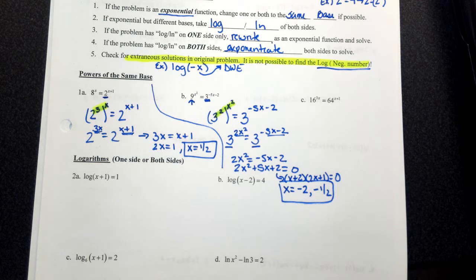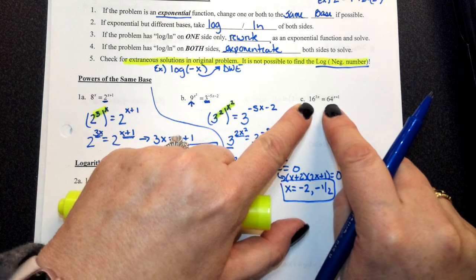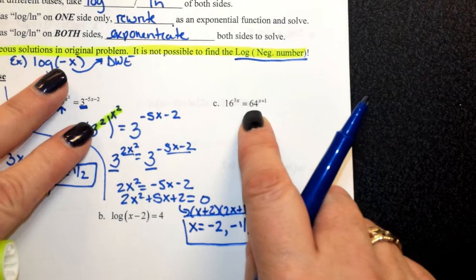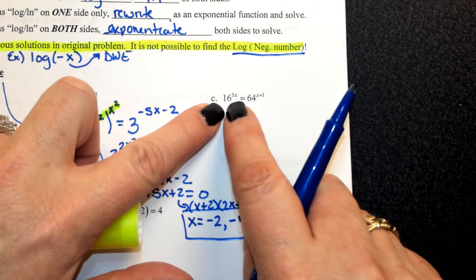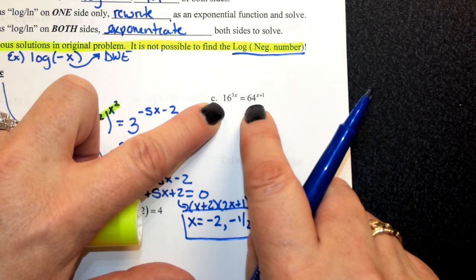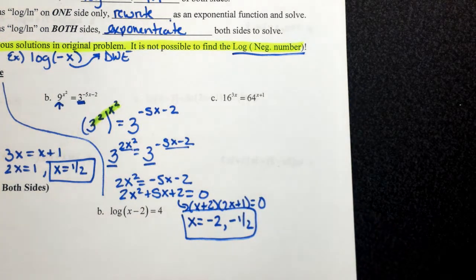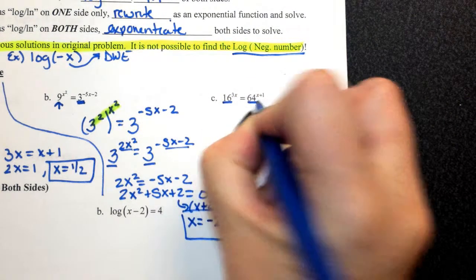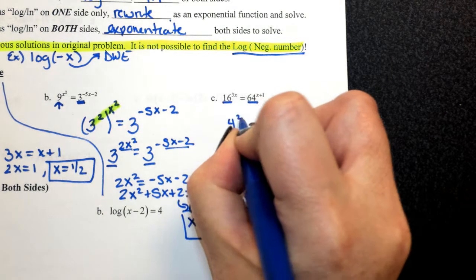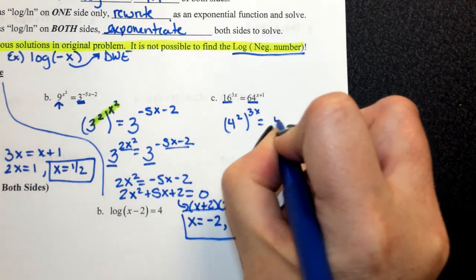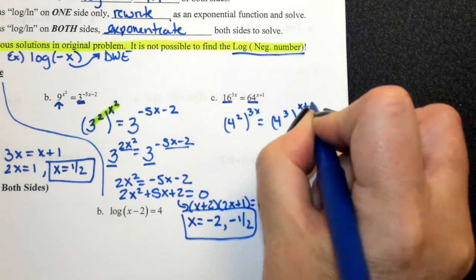Sometimes you may have to take an equation and rewrite both sides to the same base. So, for example, I have 16 to the 3x is equal to 64 to the x plus 1. Again, I know 16 squared is not going to be equal to 64. It's going to be much, much larger. But what common base do 16 and 64 share? Well, what's 4 squared? 4 squared is 16, and what's 4 to the third? 64. So in this case I'm going to have to rewrite both bases. So I'll have 4 squared raised to the 3x is equal to 4 to the third raised to the x plus 1.